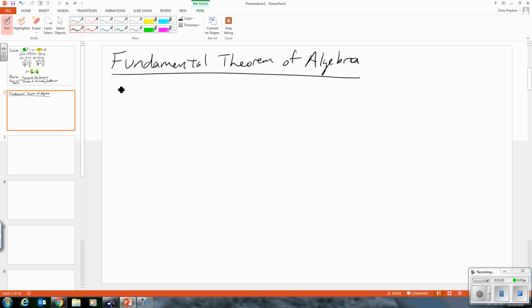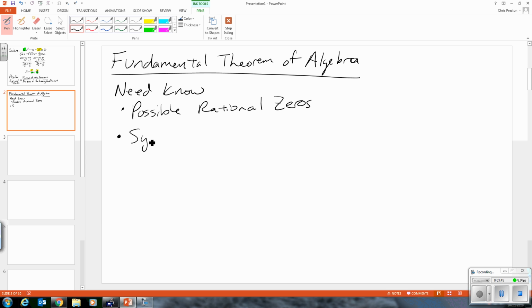So in order to do this assignment, we need to know the following. We need to know how to come up with possible rational zeros. So what I just talked about: factors of the constant divided by the factors of the leading coefficient. So that's something we need to know how to do. That's why I talked about it. We need to know synthetic division. Use that.